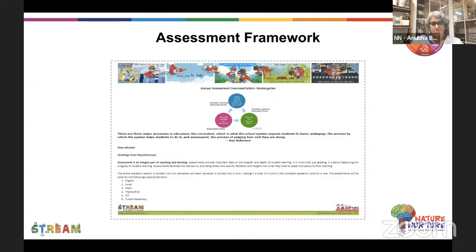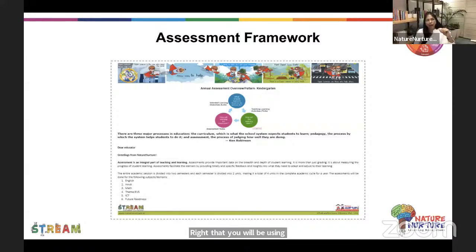These are things that we take up in our spade work and training sessions in great detail. So we will not focus on those right now, right? But it is very, very important. These three are your tools, right? That you will be using. So Anubha ma'am, I would like to add here.